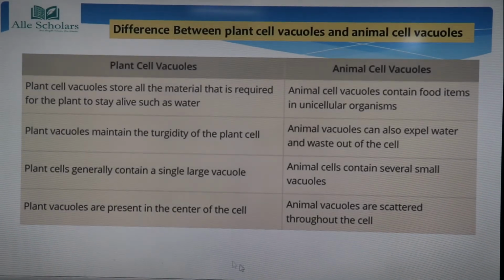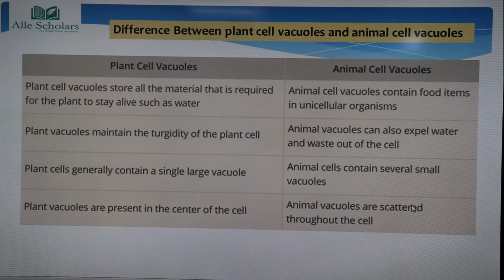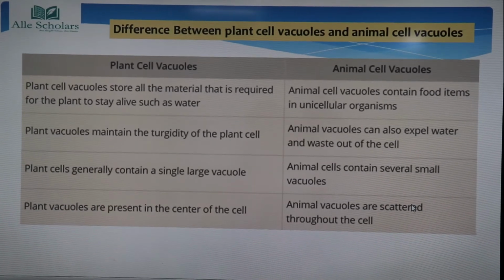Okay. Now the last one is that plant vacuoles are present in the center of the cell. Okay, but in case of animal vacuoles they are scattered throughout the cell. It is not that they are present in the center, but they are scattered throughout the cell. Whereas in plant vacuoles, they are confined to the center. Okay, so this was the difference between the plant cell and animal cell vacuole.